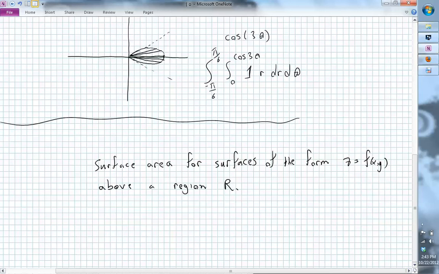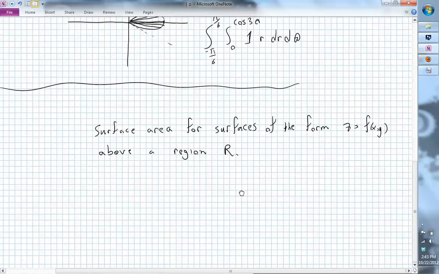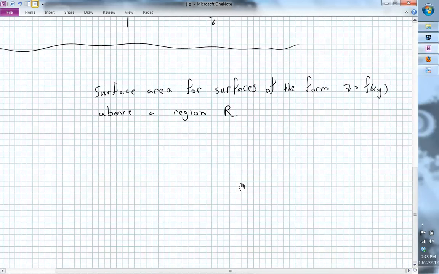So I'm interested in a very specific example of surface area. That is, the surface area of a surface of the form z equals f of x, y above a region R in the xy plane. Let me just sketch that out a little bit, because I want to motivate this formula that I'm about to give you.